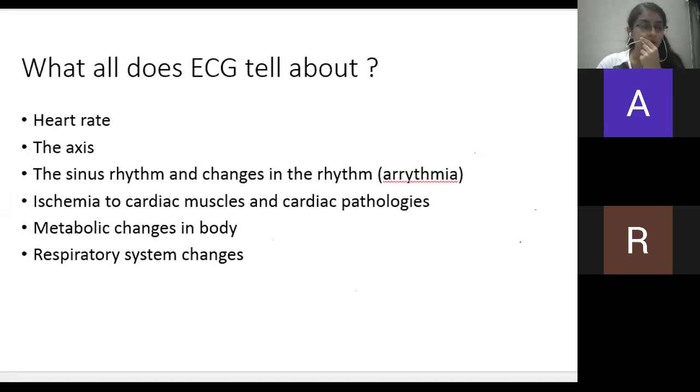So it will show you the axis, and then it tells you about the normal sinus rhythm. I'll be talking about it: what is a sinus rhythm and what are the changes in the sinus rhythm of the patient. It tells you about various cardiac pathologies, and the metabolic changes in the body, and the respiratory changes in the body. We will see one by one when we see about each and every wave, how these are recorded and how these are interpreted. Okay.